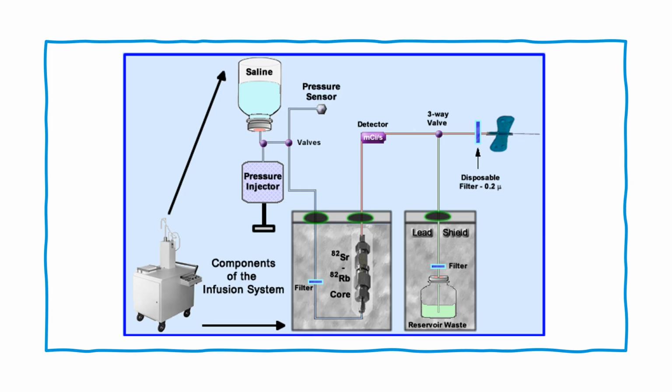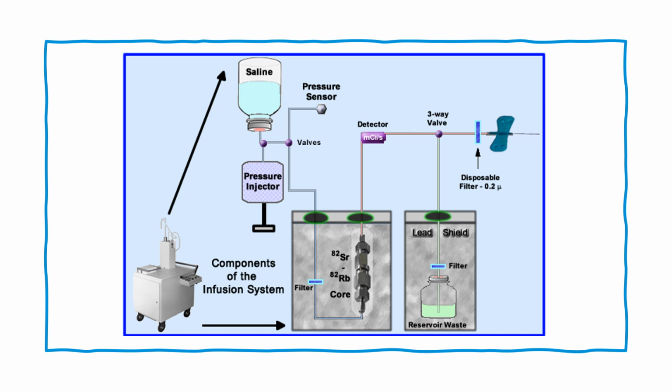This is a really rough design of the rubidium generator. It will come on a cart like this. There are two major companies that make these carts. They look very similar. The modern ones will actually have a computer screen on top and they're computer operated.